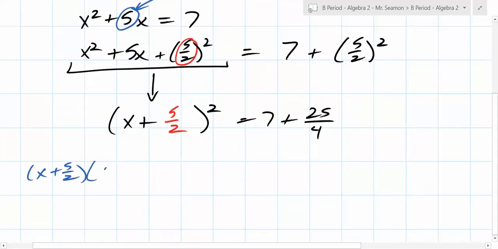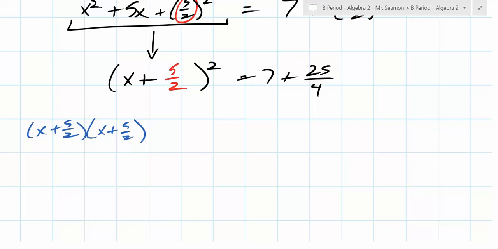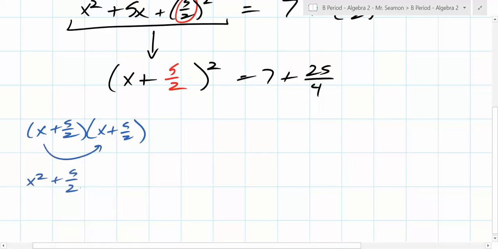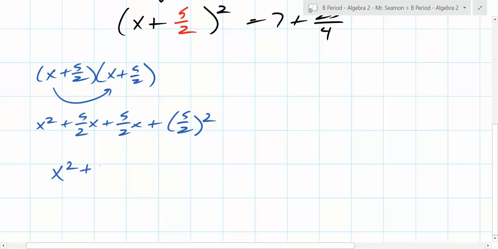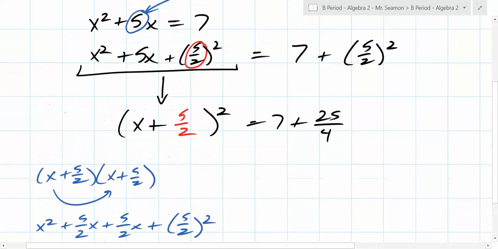x plus 5 over 2 times x plus 5 over 2. If we wanted to test this, we have to FOIL it, right? What's x times x, Kelly? Squared. Then you get 5 over 2x plus 5 over 2x plus what? 5 over 2 squared, right? What's 5 over 2 plus 5 over 2? What's half of 5 plus half of 5? 5. So this turns into x squared plus 5x plus 5 over 2 squared. Is that exactly what we wanted it to be?